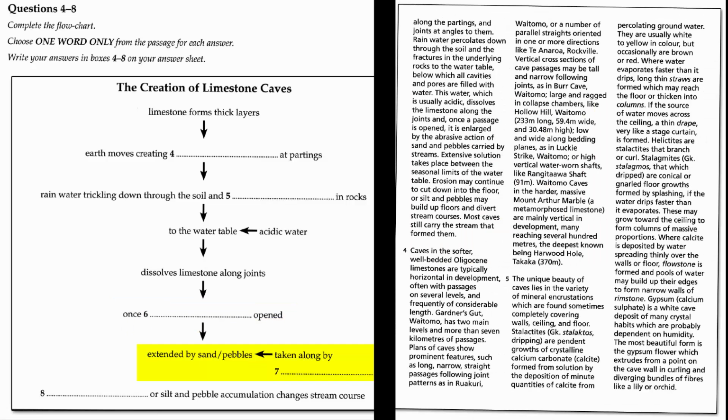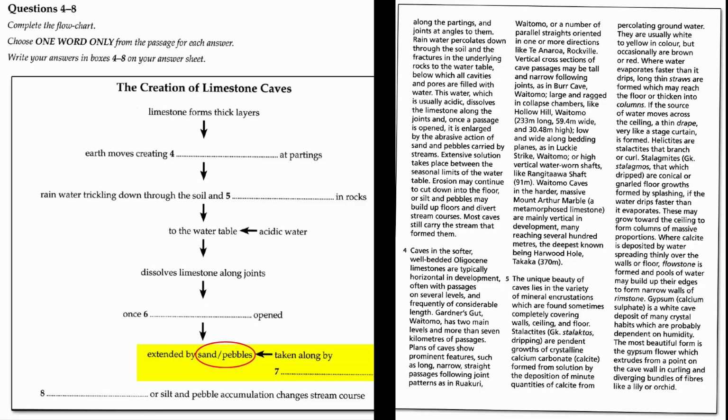Extended by sand, pebbles, and taken along by. Now they say "taken along by," and then there is question number 7. So extended by sand, pebbles, we need to look for the words pebbles and sand, and then we need to see taken along by dash. What is it that takes it along? Okay, this is what we are going to find. Now let's go back. Sand, pebbles, taken along by, right? So after the passage, we are going to just read on and see what the next word is and what can be the answer. So we are looking for extended by sand, pebbles.